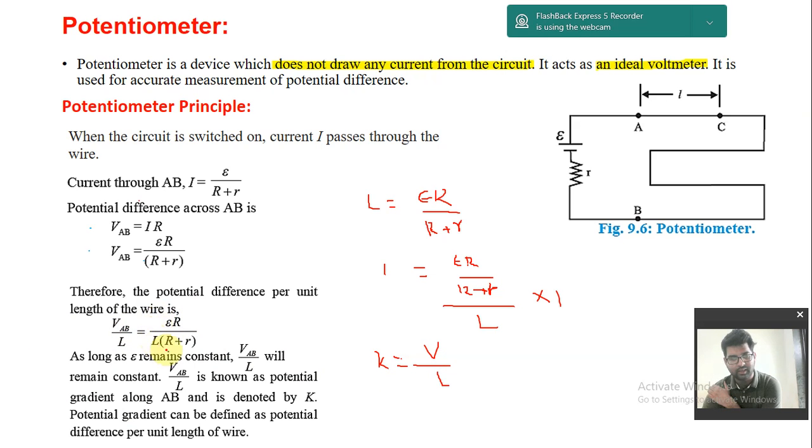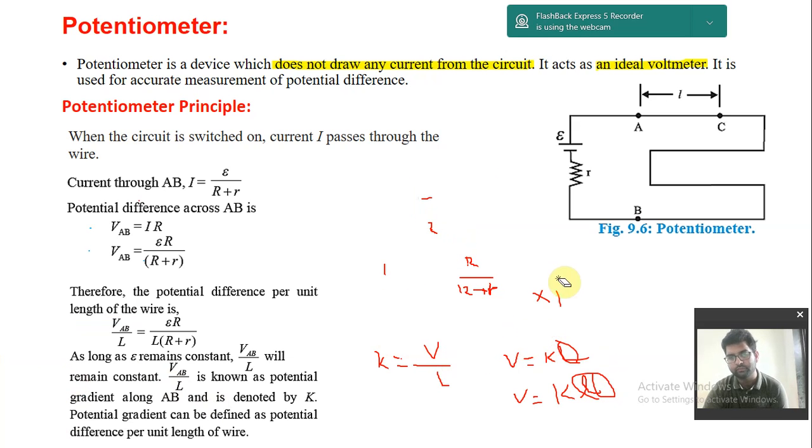So if I want to find V, V will be K times L. For capital L length of wire, V is K times L. For another length of wire, say a small l, V equals K times a small l. Now I can change this length and find the potential difference across any length of wire. Is this clear? I am erasing it.